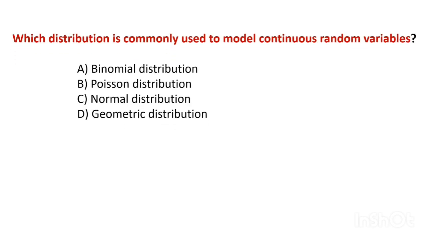Which distribution is commonly used to model continuous random variable? The normal distribution is one of the most common continuous distributions used in statistics. Correct answer is option C, normal distribution.